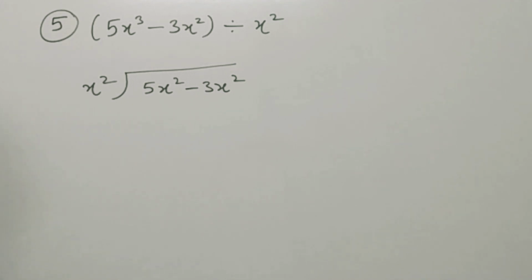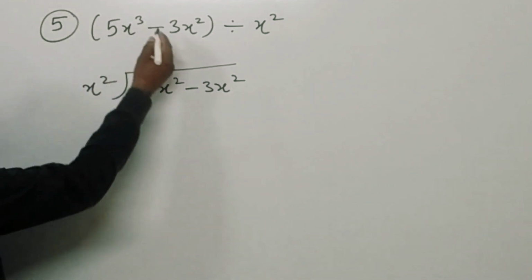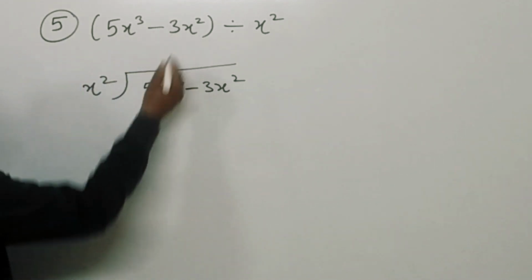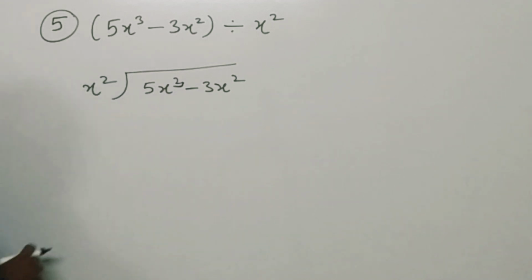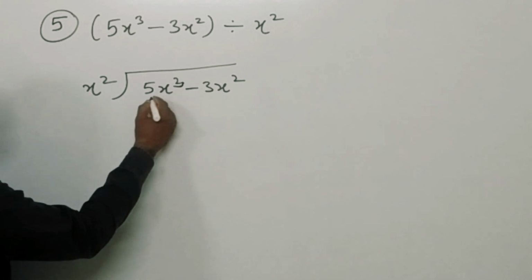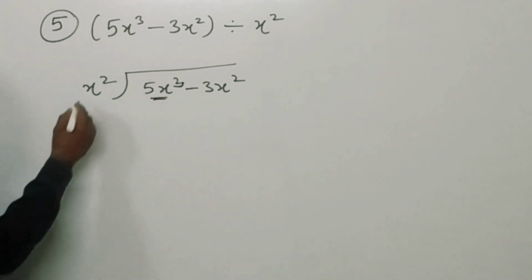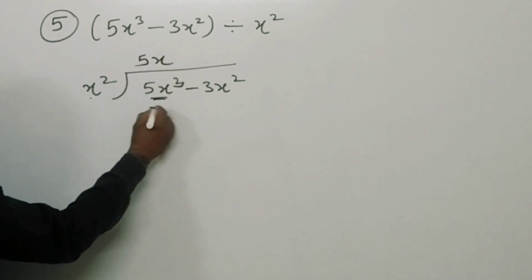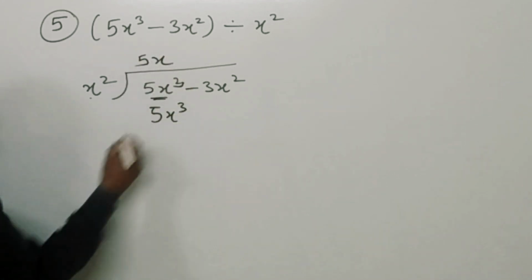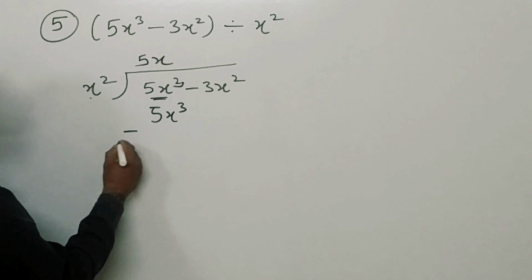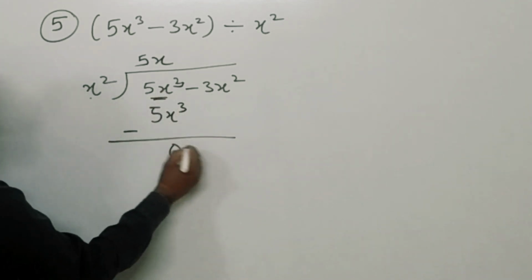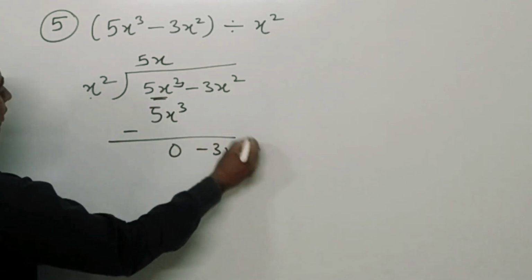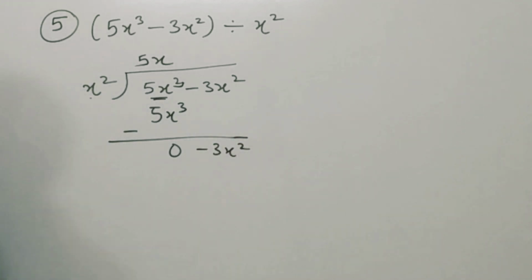Example, here polynomial divided by monomial. Now how to divide a polynomial by a monomial? 5x cube minus 3x square divided by x square. So the target is our 5x cube. So x square into 5x is 5x cube. Now subtract it, get 0, minus 3x square will come as remainder.